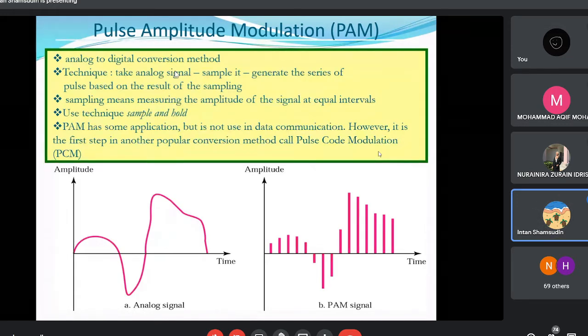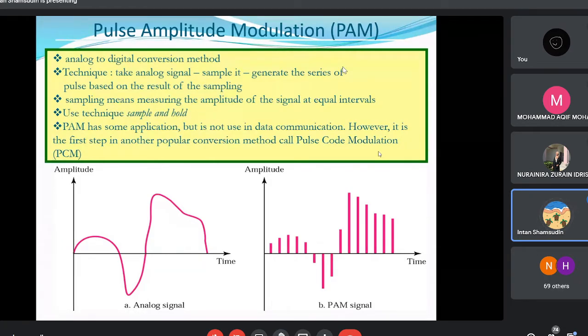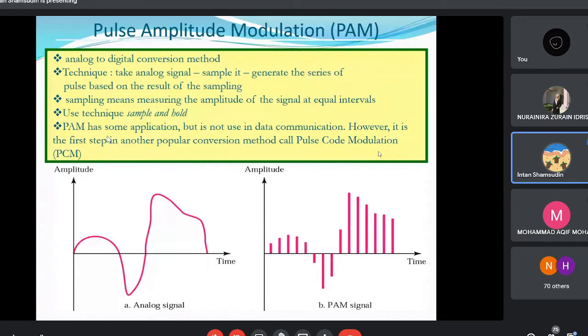So the technique is to take the analog signal, sample it, and generate a series of pulses based on the result of the sampling. Sampling means measuring the amplitude of the signal at equal intervals. So we call this sample and hold. PAM has some applications, but it is not used in data communication. However, it is the first step in another popular conversion method called pulse code modulation.